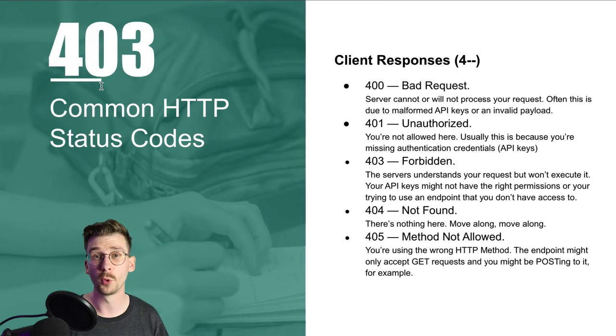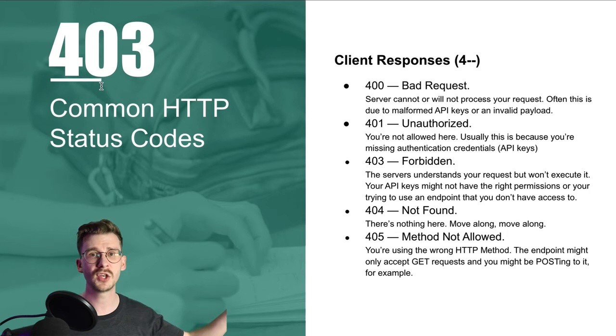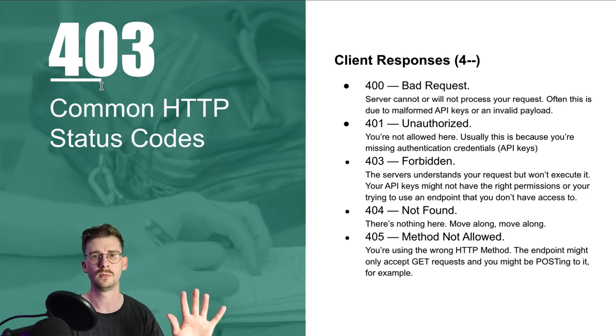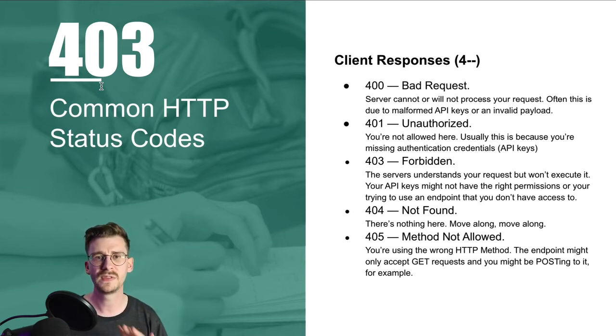A 403, forbidden, basically means the server understands your request, but it's not going to execute it. Basically, your API keys probably don't have the right permissions associated with them, or in our restaurant analogy, that's like going directly to the kitchen again and the chef just being like, no, you can't be here. I can't talk to you. You're not allowed to be here. This area is forbidden to customers. Get out. You have to go through someone else.